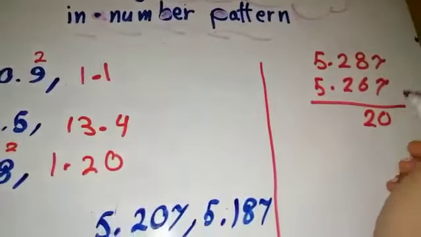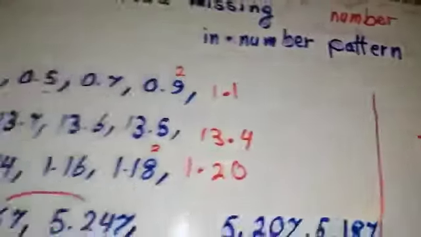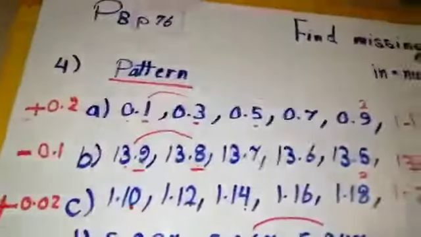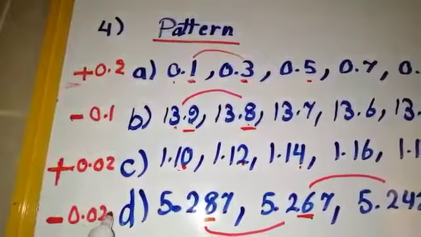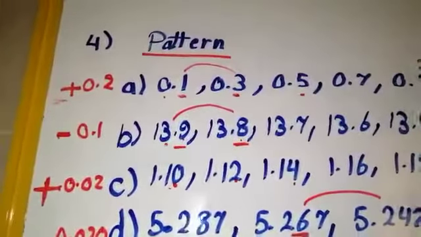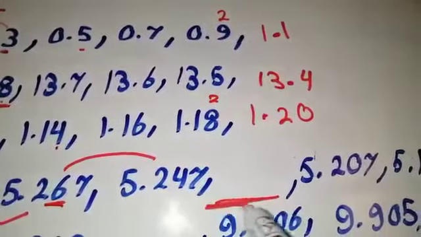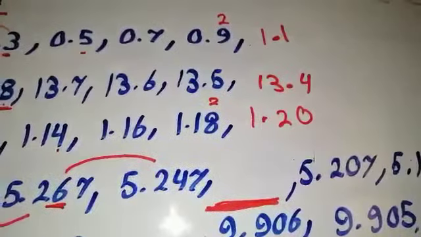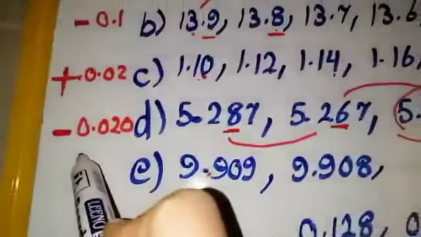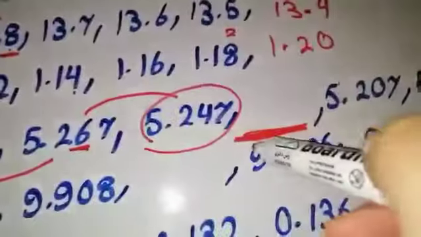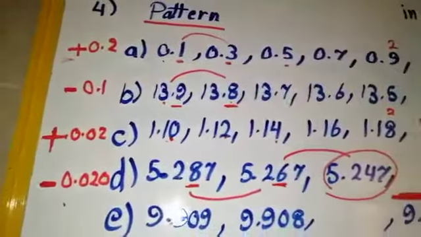8 minus 6, 2. 2 minus 2, 0. 5 minus 1, 0. So the difference here is 0.020. Okay? Now the number which is missing here is in the middle. So I'll take the previous number and subtract this from it to get the missing number. As I have the key already, I have the key of the riddle.